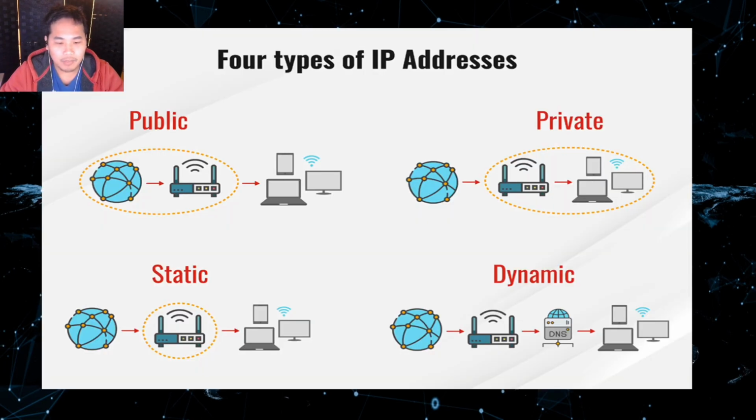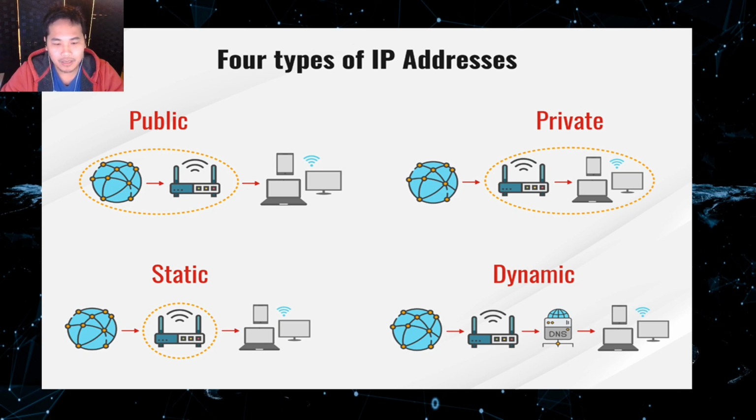Now we're going to talk about the four types of IP addresses. There are four types you need to know: public, private, static, and dynamic. A public address is globally unique and routable on the internet. Your ISP assigns one to your router. When you visit a website, that's the site's public IP. A public address must be registered and can't be duplicated.